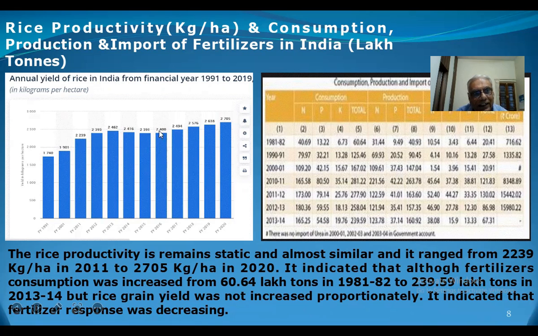Here you can see that the fertilizer response is decreasing, although we are increasing the total consumption of fertilizer. Starting from 60.64, it reached 239.59, but the yield of rice grain is not increased proportionately.